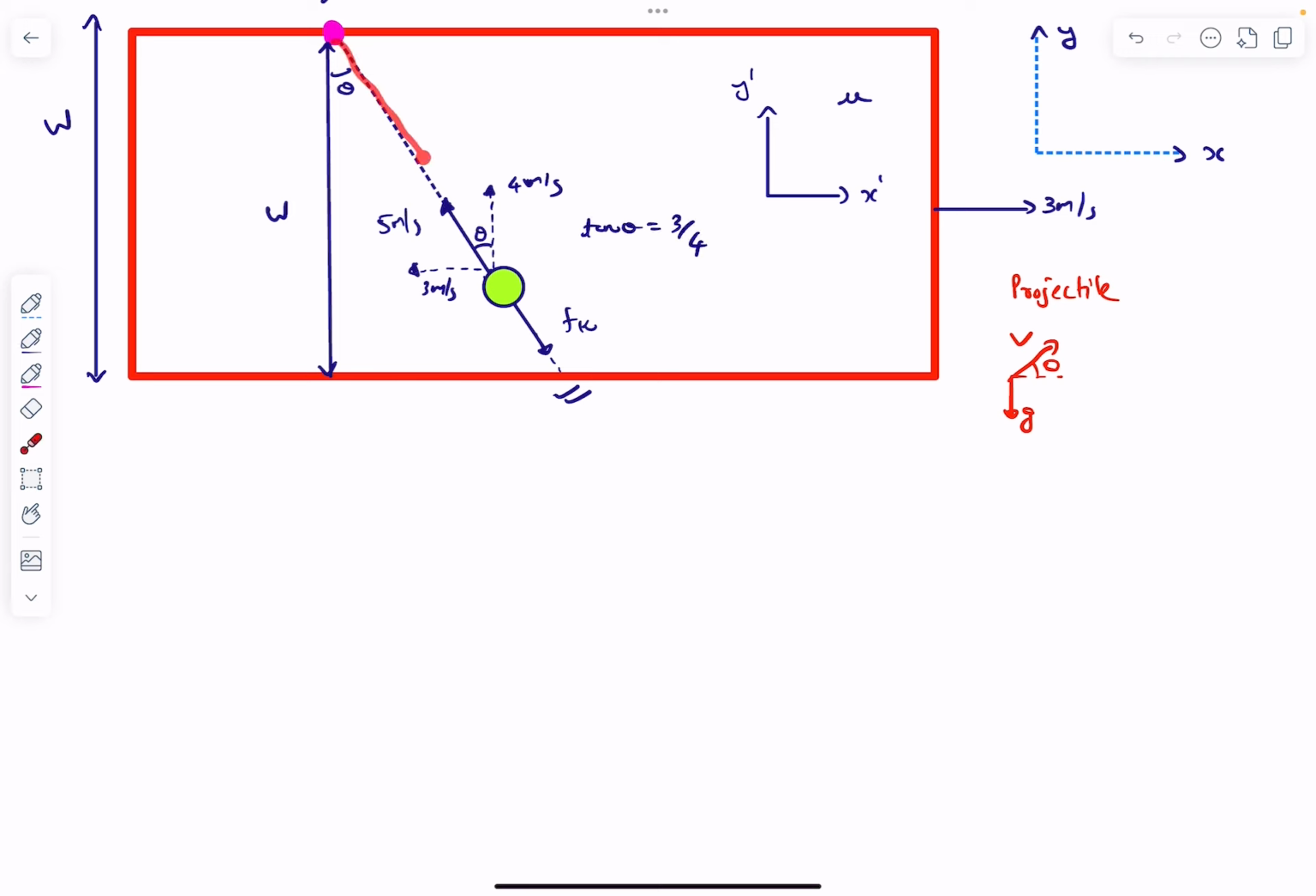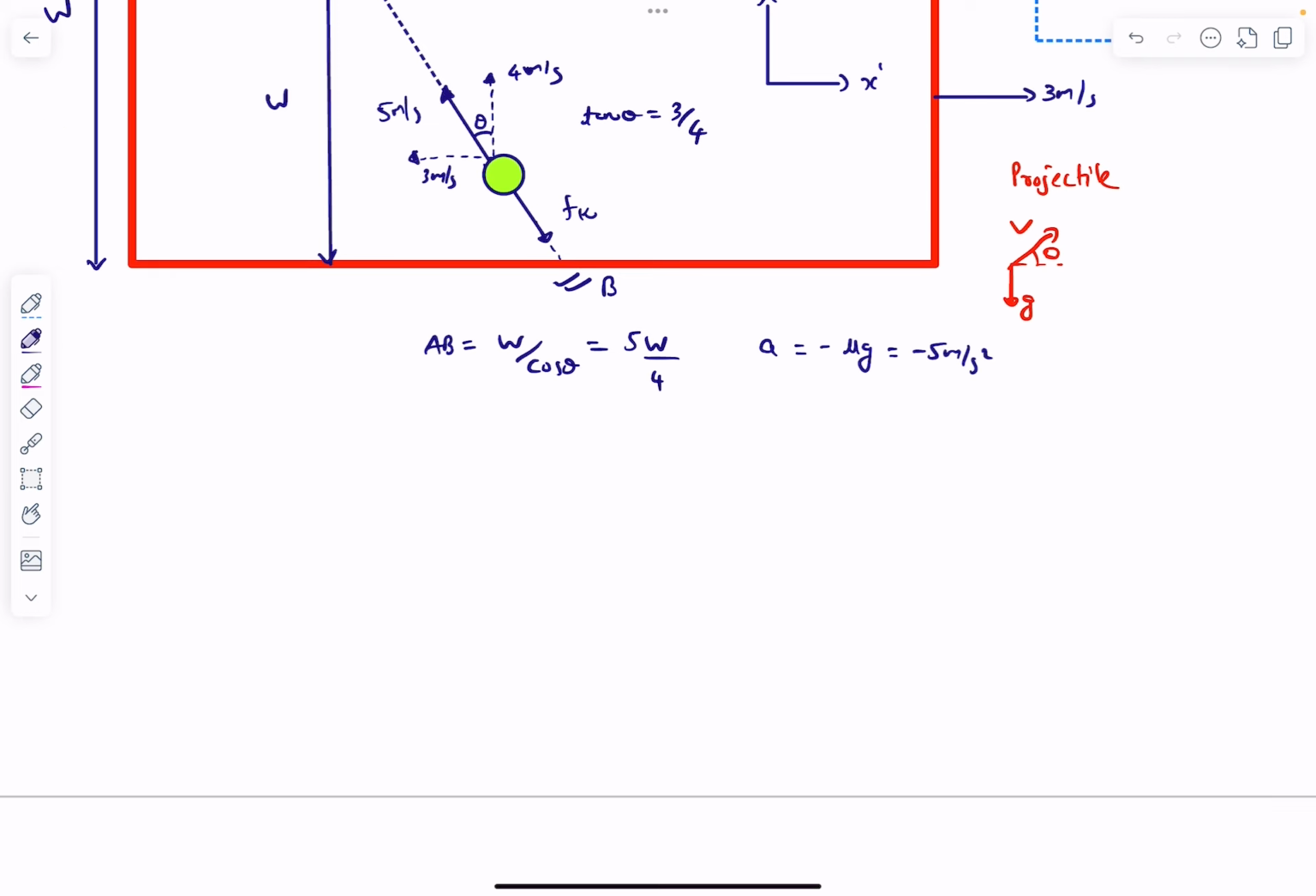So what is the length of the hypotenuse of this triangle? It will be W divided by cos theta, right? So let's call this point B. So the length of AB is W divided by cos theta, which is W divided by 4 by 5, so 5W by 4. So the distance it has to cover is 5W by 4. Its initial speed is 5 meters per second and its acceleration is Fk by m, so acceleration is minus Fk by m, which is minus mu g, which is actually minus 5 meters per second square. So now we can apply v square equals u square plus 2as.